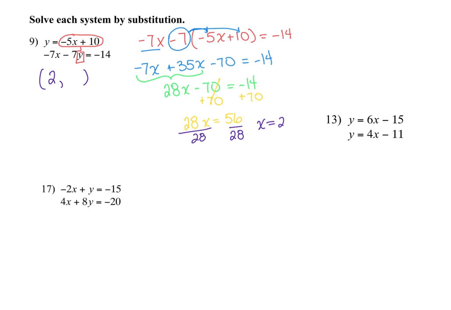I need the y value. To find the y value, you can go back to the equation where y was already by itself, and you can solve. So I can take y equals negative 5x plus 10, and I can plug in what I now know x is. Y equals negative 5 times 2 plus 10. Y equals negative 10 plus 10. What is y? 0. Y is 0. And that is my answer to this system of equations.